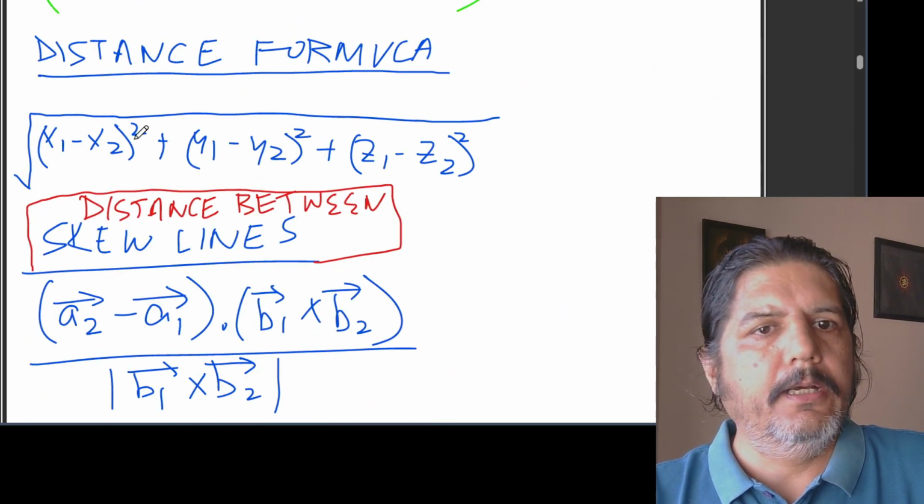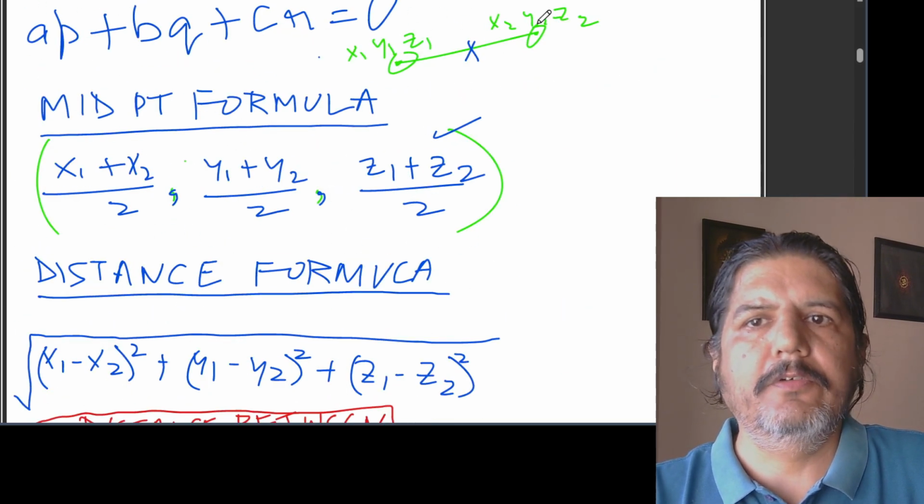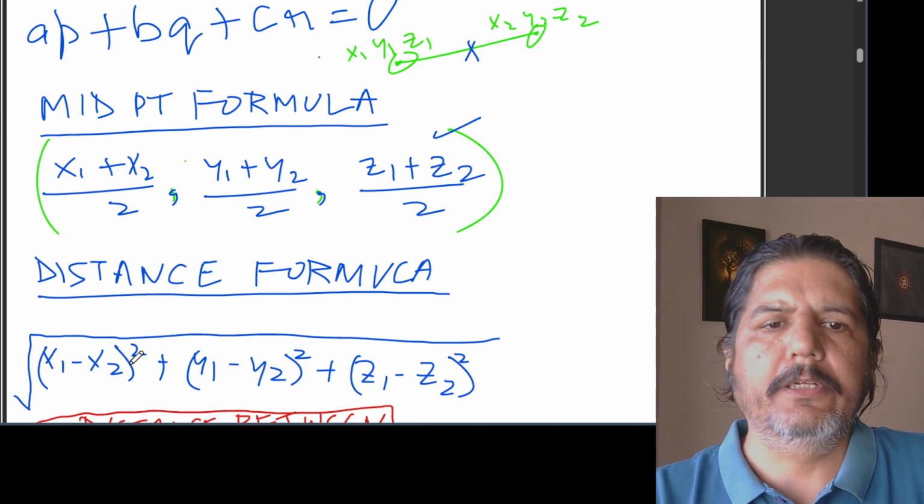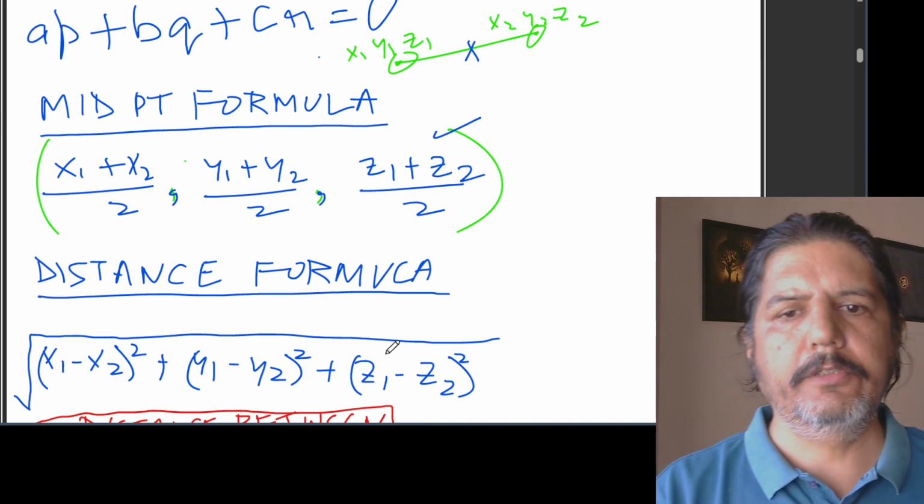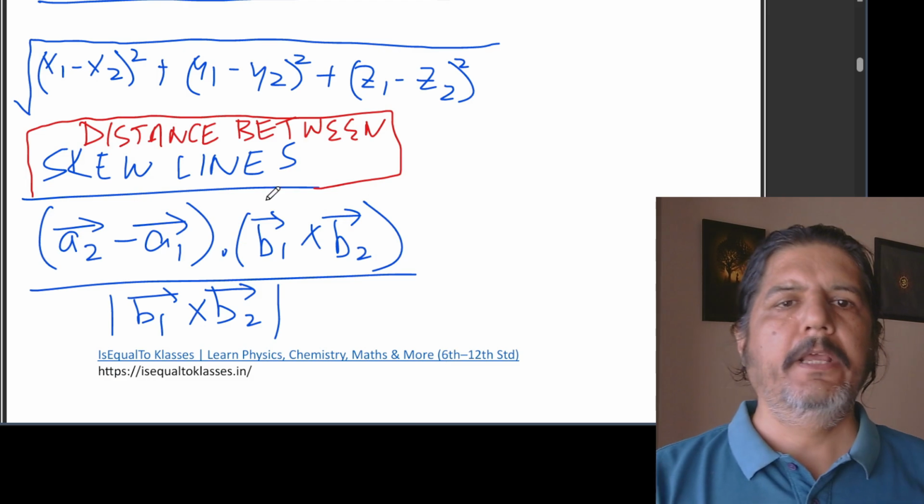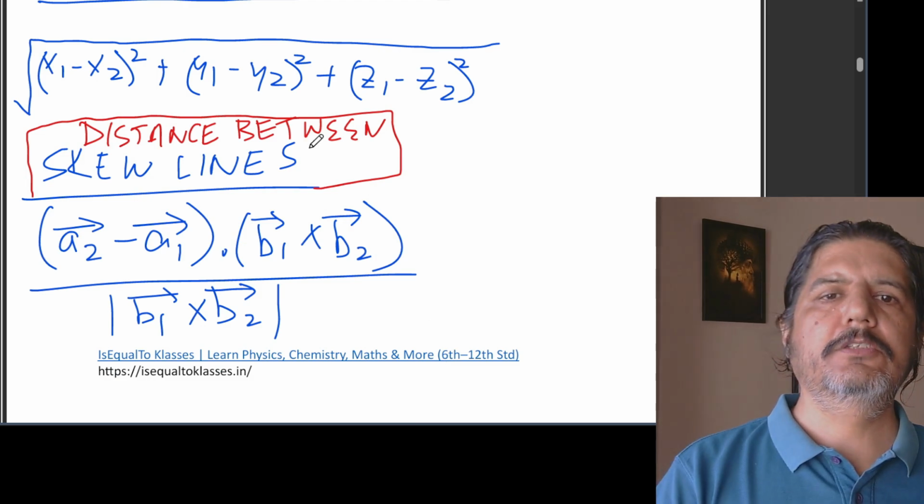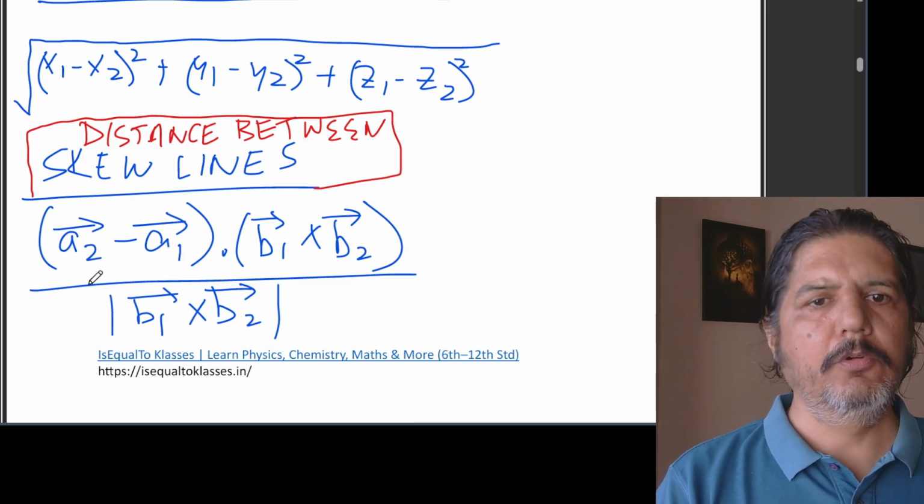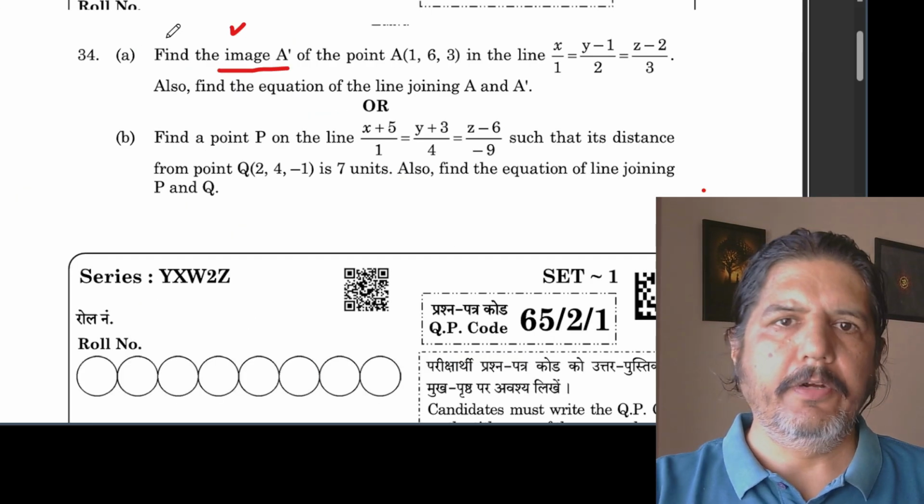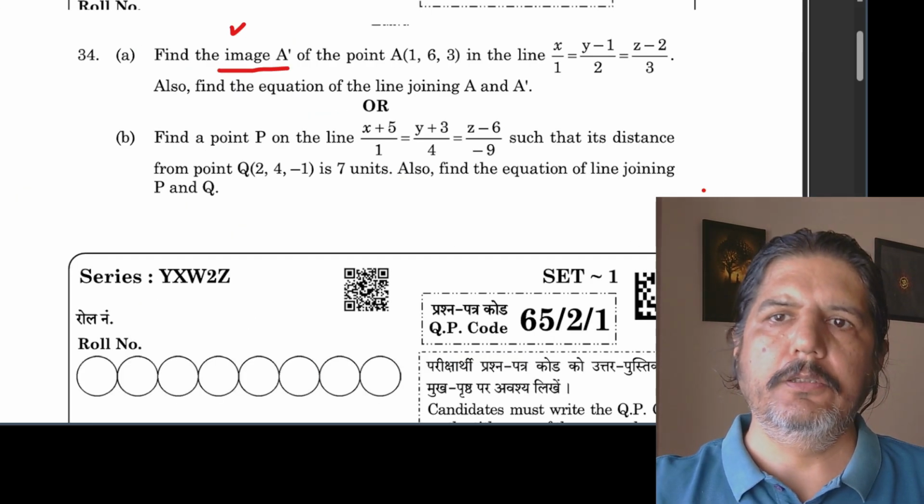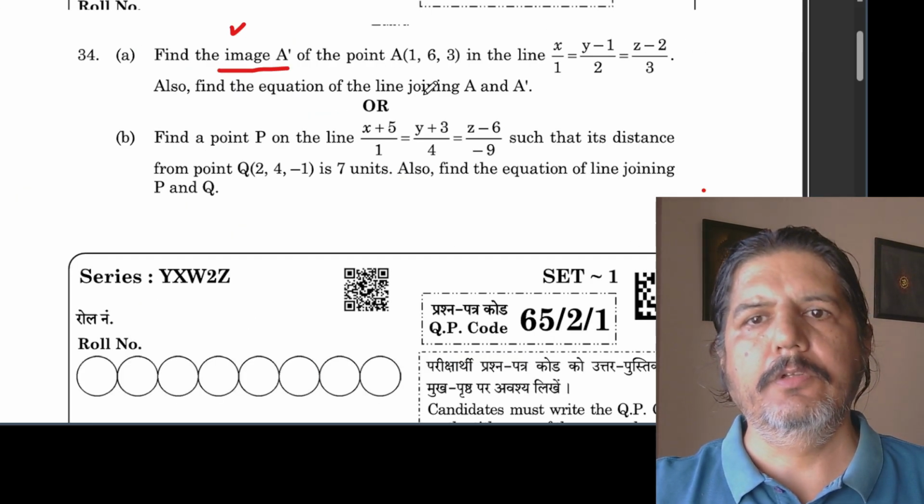Distance formula between x1, y1, z1 and x2, y2, z2 would be x1 minus x2 whole square, y1 minus y2 whole square, z1 minus z2 whole square. And then there's the distance between the skew lines, which is given by this formula. Find the image A dash of the point on the line. Find the equation of the line joining A dash.